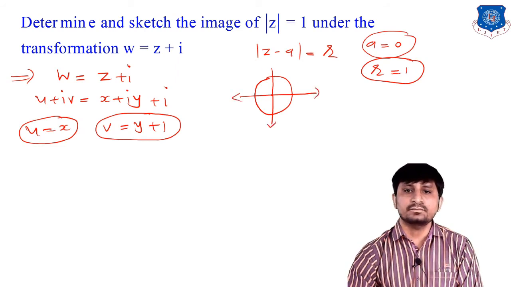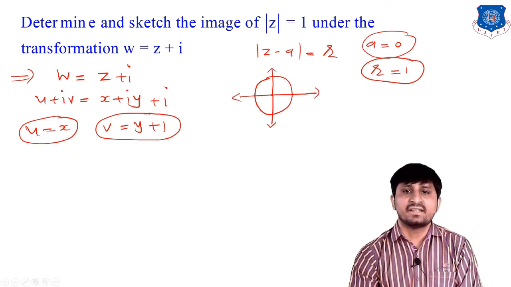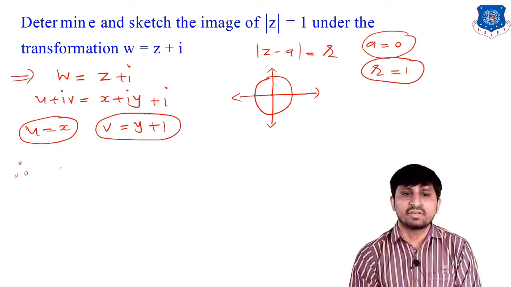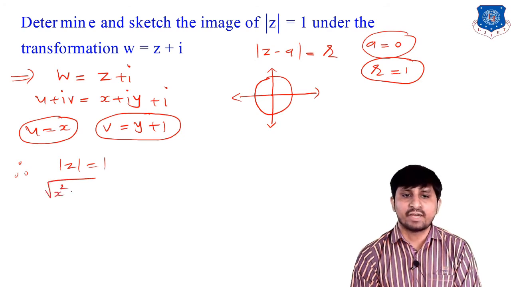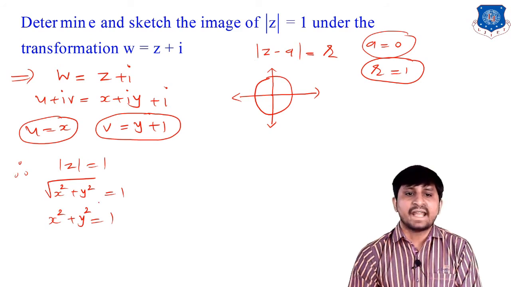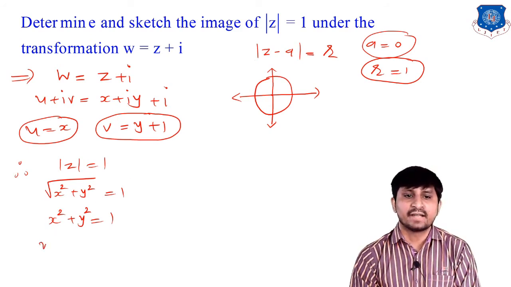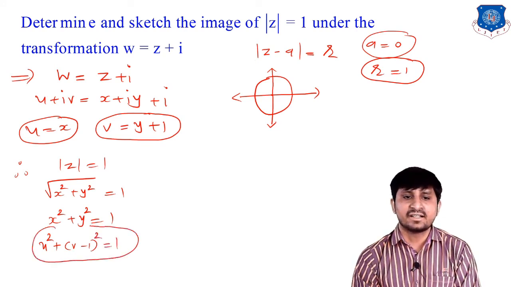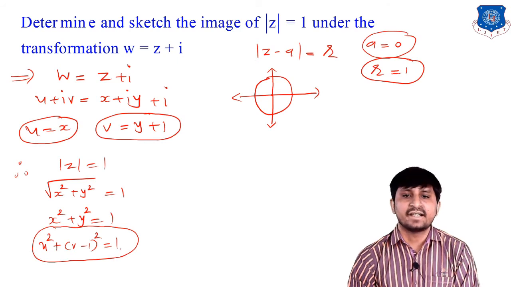Now mod z is equal to 1, that means square root of x square plus y square is 1. That's why x square plus y square is also 1. And x means u, and y means v minus 1, so u square plus (v minus 1) whole square is equal to 1. So this is also a circle with the center (0, 1) and radius 1.